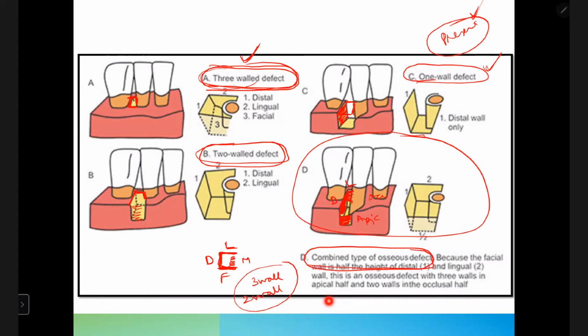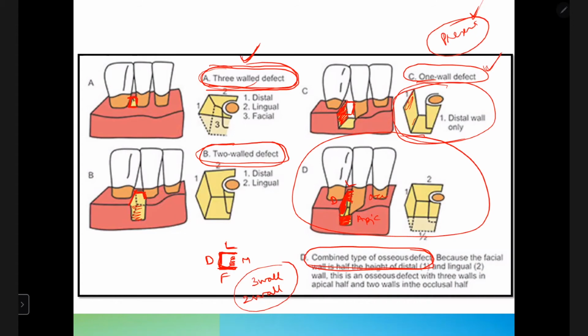If 3 walls are present, it's a 3-wall defect. If 2 walls are present, it's a 2-wall defect. If only 1 wall is present, then it's a 1-wall defect. Here the 1 wall might be any wall. Just for the purpose of representation, he has shown only the distal wall present. So you may have only the mesial wall, and the distal wall, facial and lingual wall might be absent.